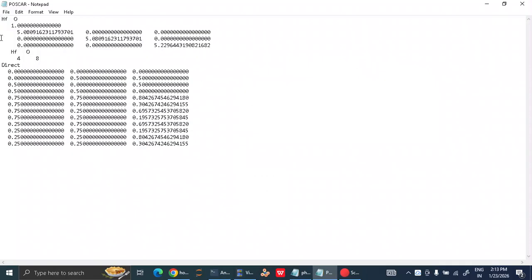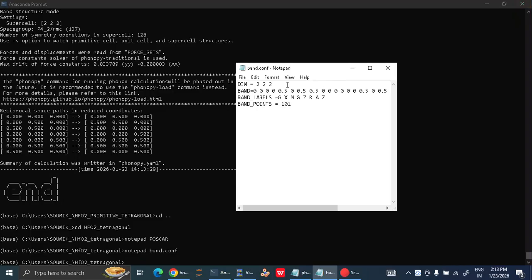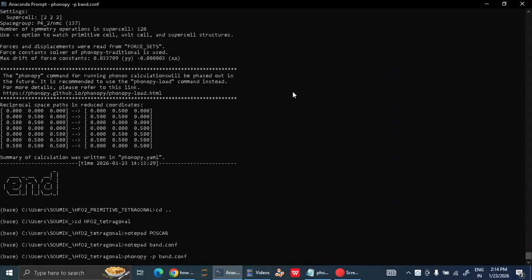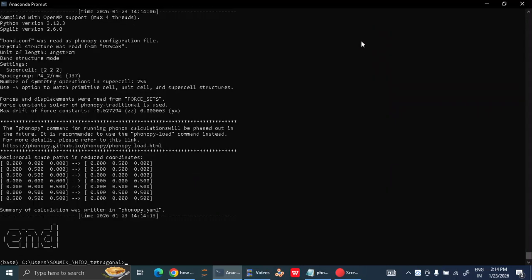Now this is my conventional hafnium oxide tetragonal structure, same element, same structure, but it is a conventional unit cell. Here I am generating a 2x2x2 supercell from my conventional unit cell, and the phonon dispersion is stable. So it shows a dynamically stable structure. But my question is, how can it be possible that the conventional cell phonon dispersion shows a stable structure, and the primitive cell phonon dispersion shows an unstable structure?